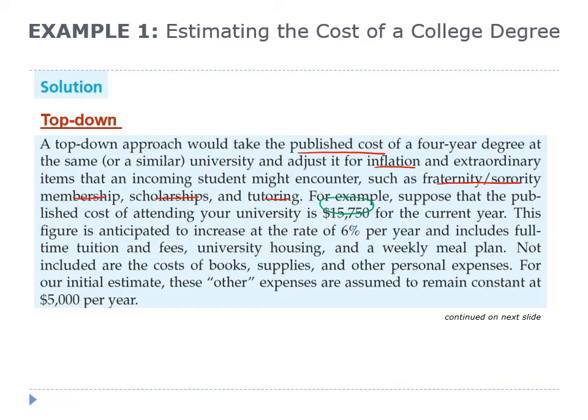For example, suppose that the published cost of attending your university is $15,750 for the current year. This figure is anticipated to increase at a rate of 6% per year and includes full-time tuition and fees, university housing, and a weekly meal plan. Not included are the cost of books, supplies, and other personal expenses. For our initial estimate, these other expenses are assumed to remain constant at $5,000 per year.